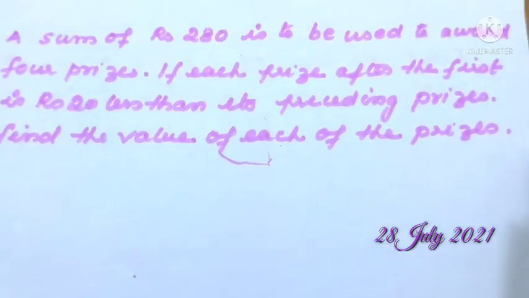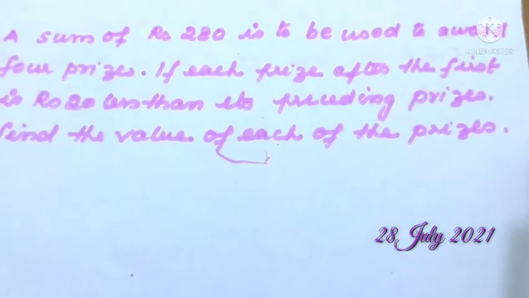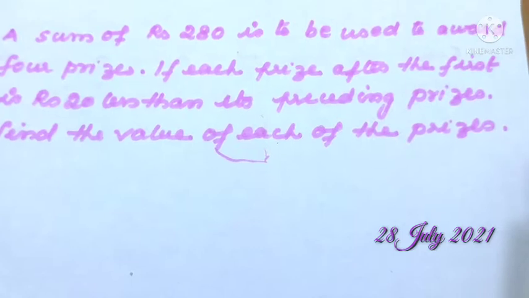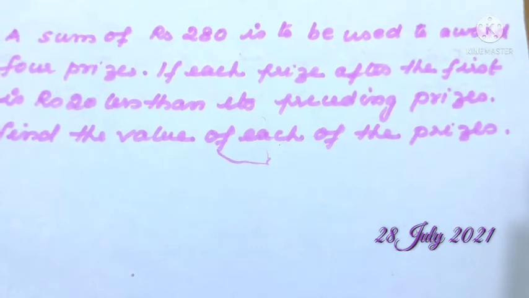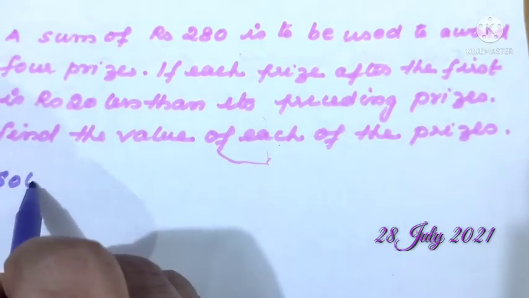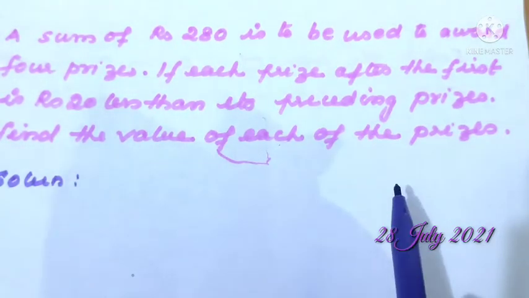A sum of rupees 280 is to be used for awarding 4 prizes. Each prize after the first prize is 20 less than the preceding prize. Find the value of each prize. So there is a difference of 20 rupees from the preceding prize.